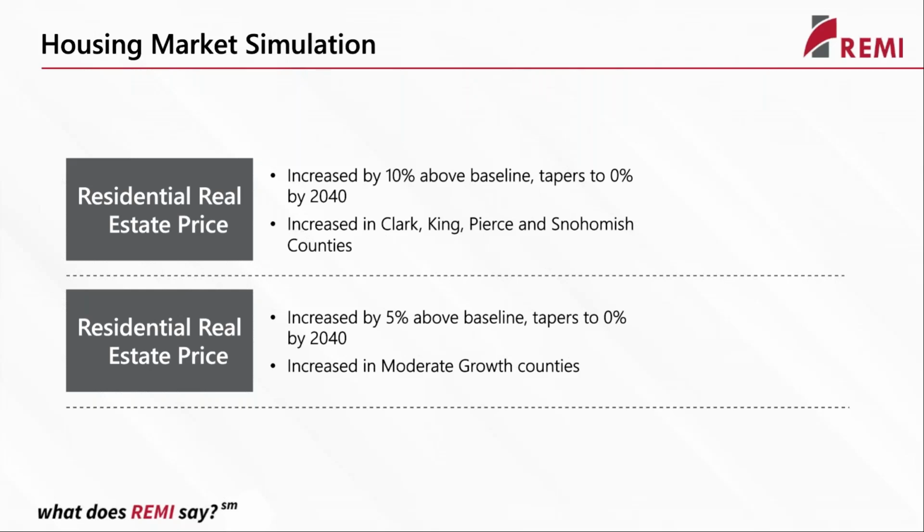And then in that second category of moderately growing counties in terms of housing prices, we do a moderate growth above the baseline, so 5% above the baseline. And this percentage is in the residential real estate price.